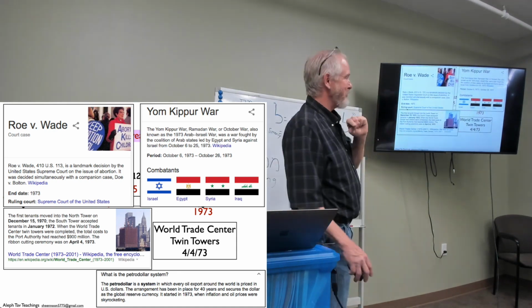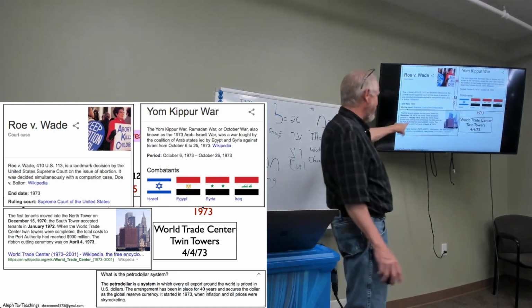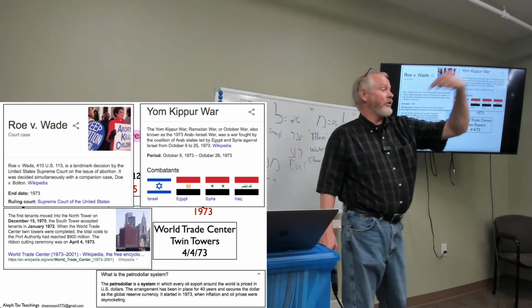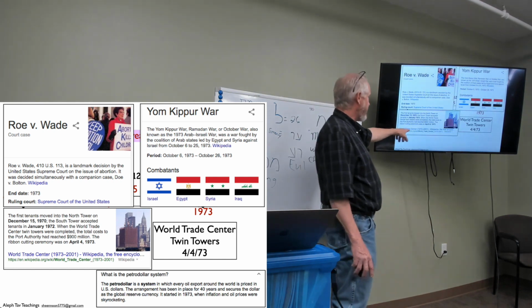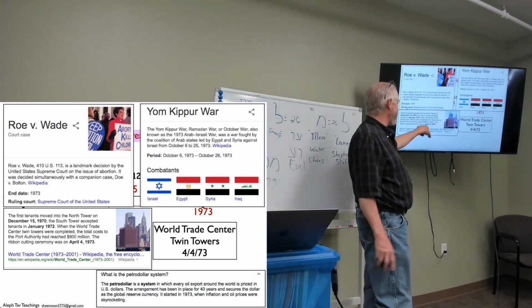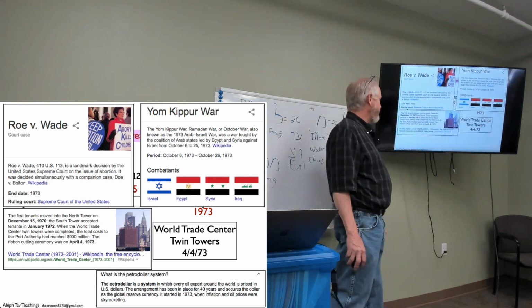This is where it gets interesting, because you're going to see this whole thing play out through when we hit the next 10 words, 42 letters. But the Twin Towers goes up. It says the ribbon cutting ceremony was April 4th, 1973.